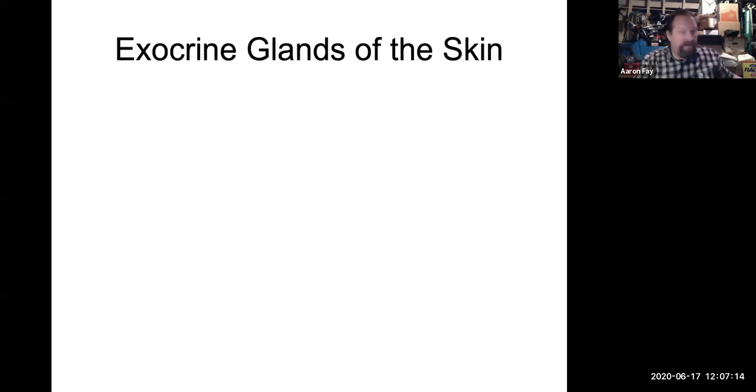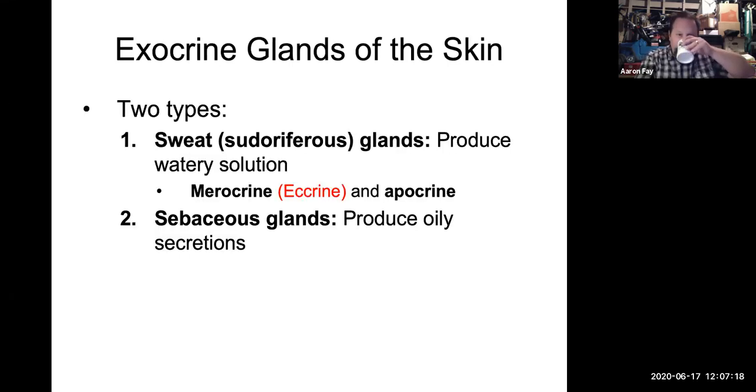Okay, moving on, let's talk about exocrine glands of the skin. Two basic types of exocrine glands. Remember, glands are derived from epithelial tissue, and exocrine glands specifically, whenever they create something, they're going to dump it into a tube or a duct. So our first type is sudoriferous glands. It's just a fancy word for a sweat gland.